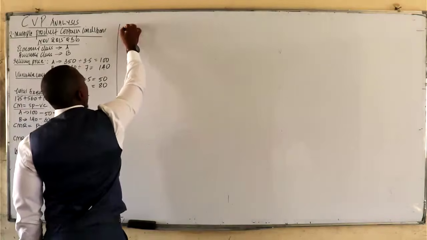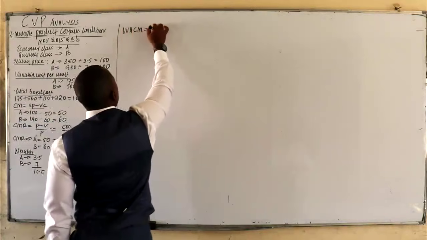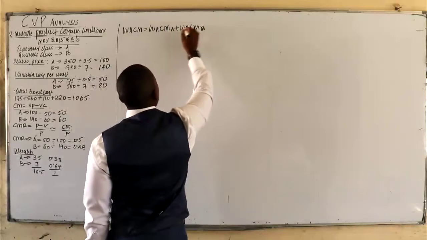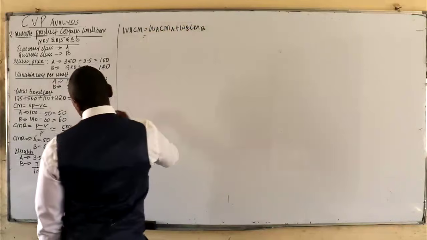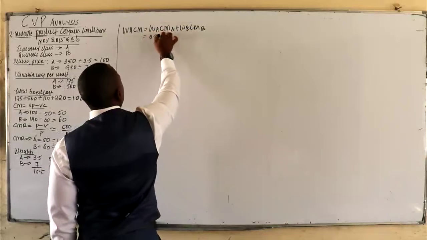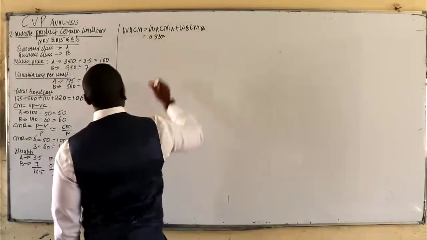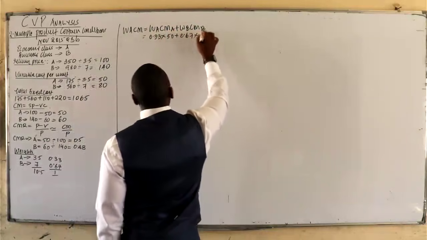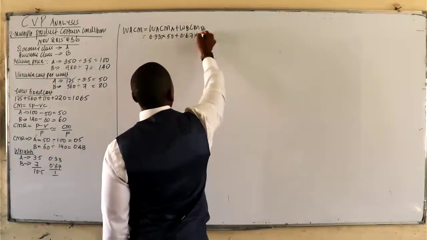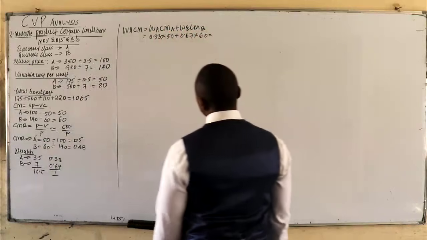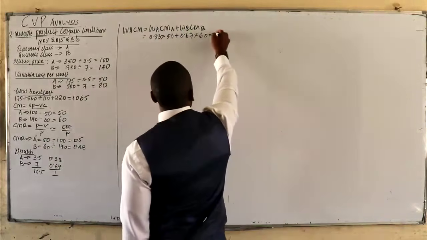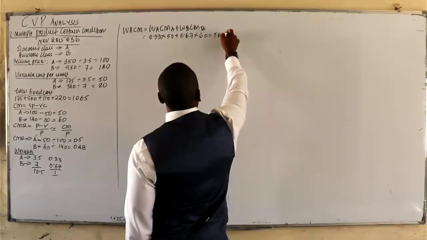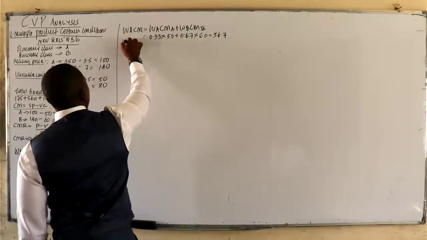So we get weighted average contribution margin. You take weight of A, contribution margin of A, weight of B, contribution margin of B. Weight of A, we have that 0.33. Contribution margin of A, we have is 50. Weight of B is 0.67. Contribution margin of B, we have is 60. So how much is the average? 56 point? Give me 2 decimal places. 0.7, okay.